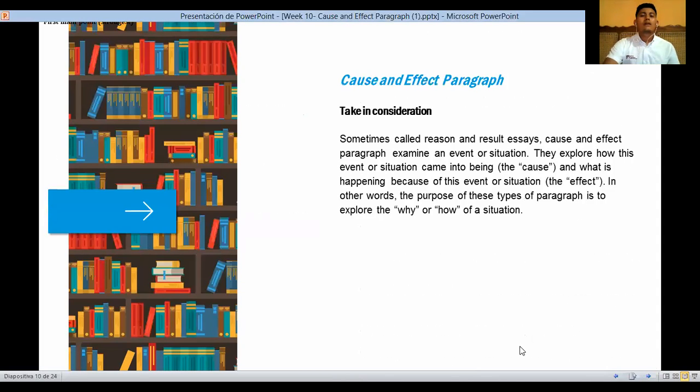Well, continue. Cause and effect paragraph, take into consideration. Sometimes called reason and result, a cause and effect paragraph examines an event or situation. It explores how this event or situation came into being, the cause, and what is happening because of this event or situation, the effects. In other words, the purpose is to explore the question of why or how of a situation.